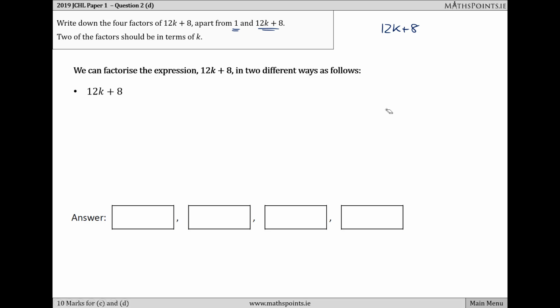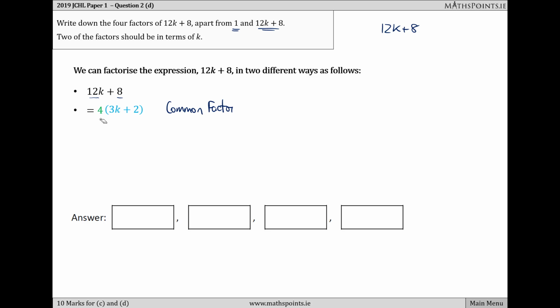So the first thing I'm going to do is write down the expression 12k plus 8, and I know that the number 4 divides evenly into 12k and divides evenly into 8. Now the question is, how many times does 4 go into 12k? Well, 4 times 3k is 12k. And how many times does 4 go into 8? Well, 4 times 2 is 8. And so this is called factorizing by using a common factor. And what is that common factor? That common factor is 4.